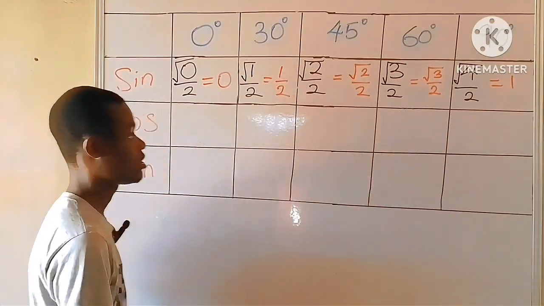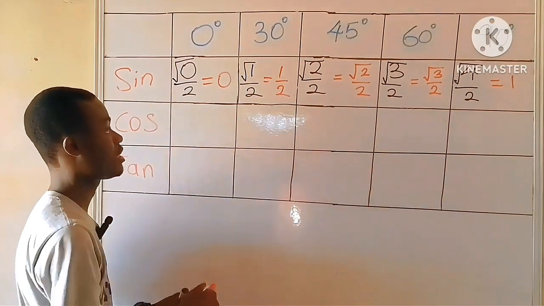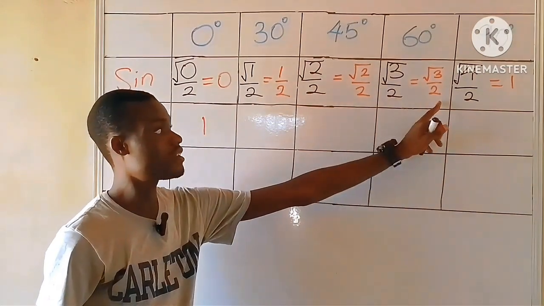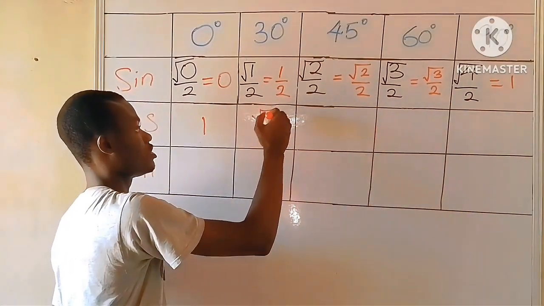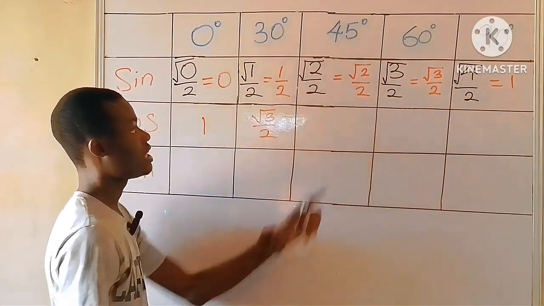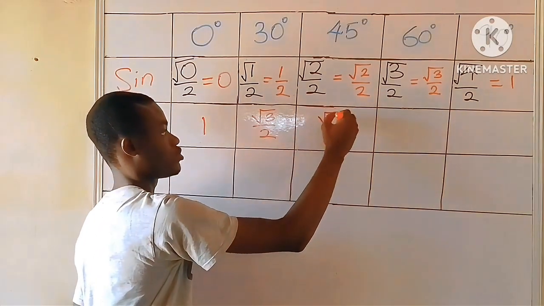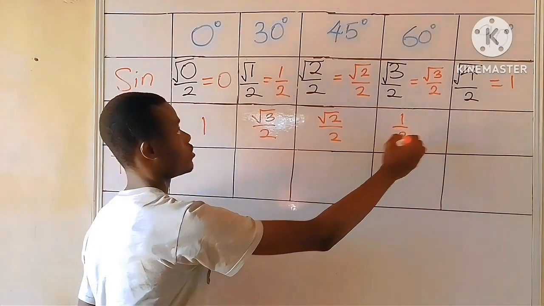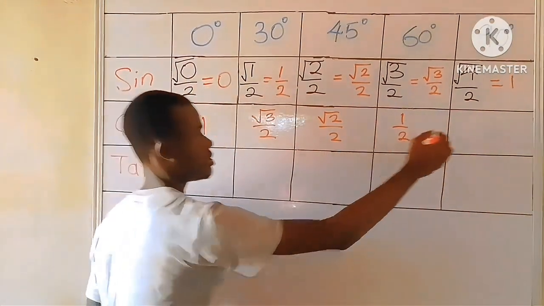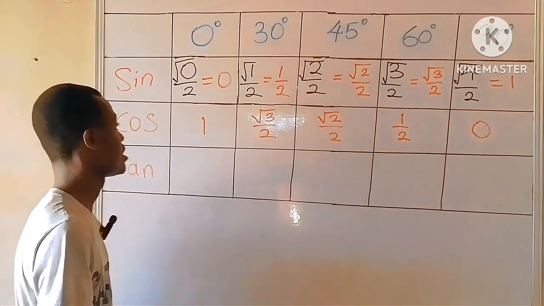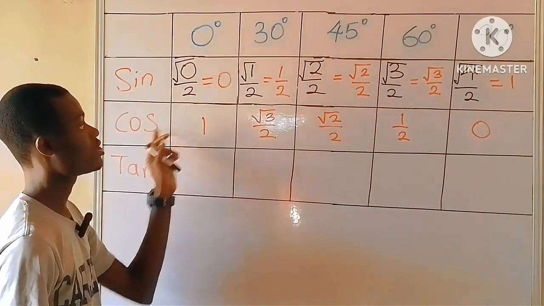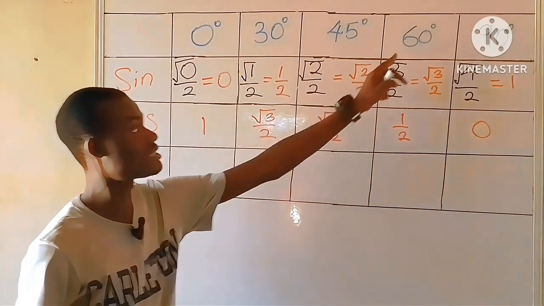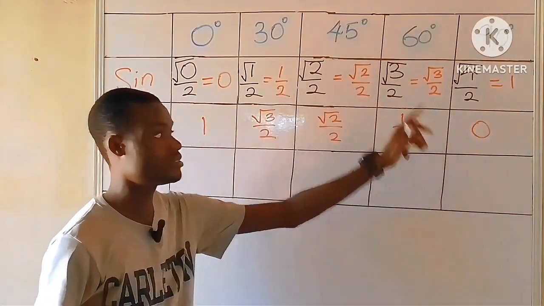So we are going to reverse these entire values for cosine. We are going to start from the back and write them backwards for the cosine of angles. So cos 0 will become 1. After 1, the next value is root 3 over 2. The next value is root 2 over 2. The next value is 1 over 2. And the last value here is 0. So it means that cos of 0 is 1, the cos of 30 is root 3 over 2, the cos of 45 is root 2 over 2, the cos of 60 degrees is 1 over 2, the cos of 90 degrees is 0.